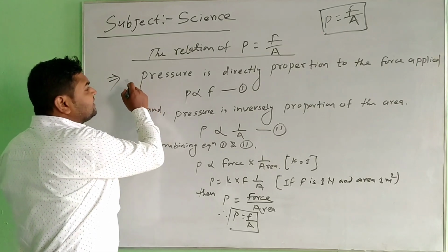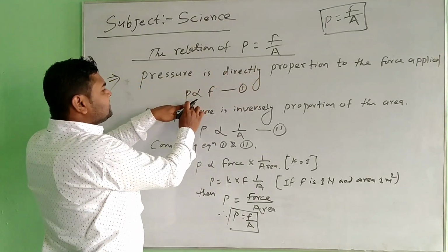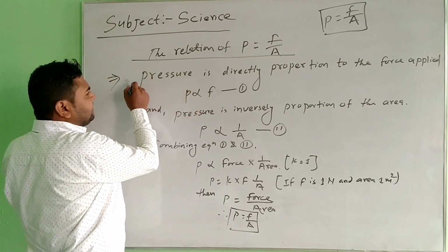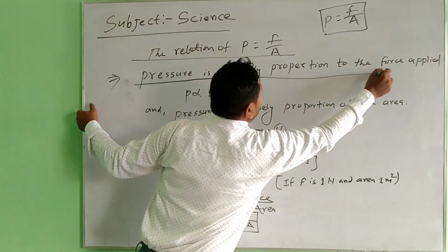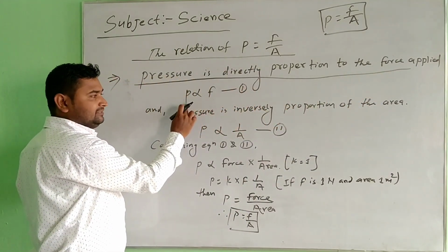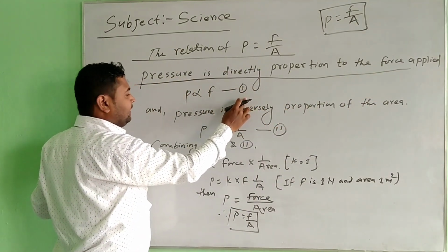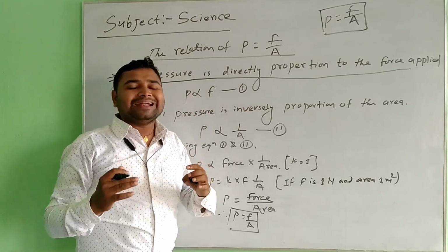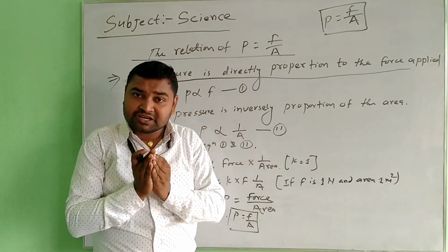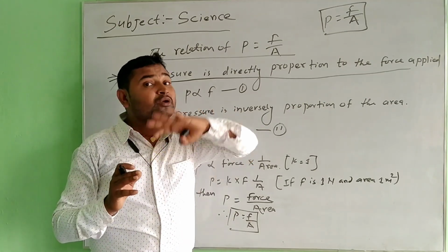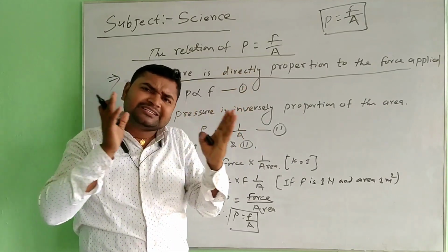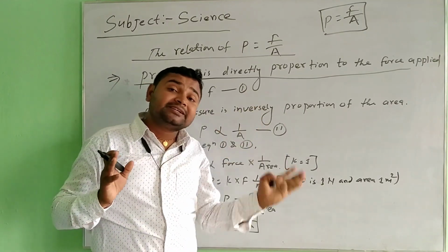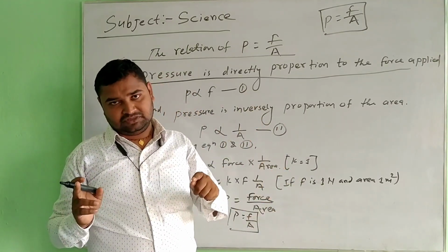It means pressure is directly proportional to the force applied. P is proportional to F. That is equation number 1. And pressure is inversely proportional to its area. It means where there is more area, there is less pressure, and if there is less pressure, there is more area. When one quantity decreases, the other increases. That is inverse.